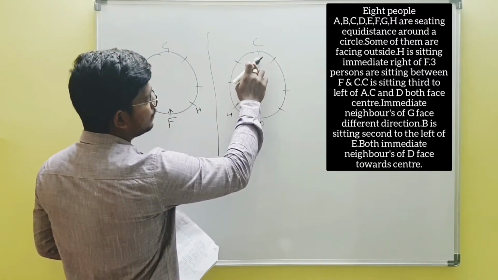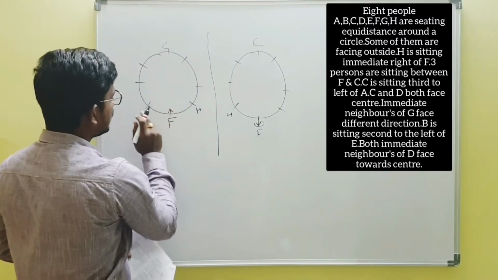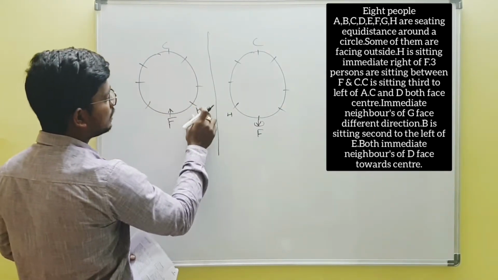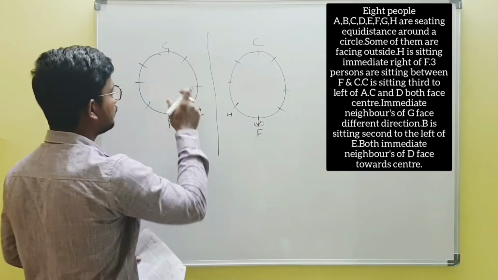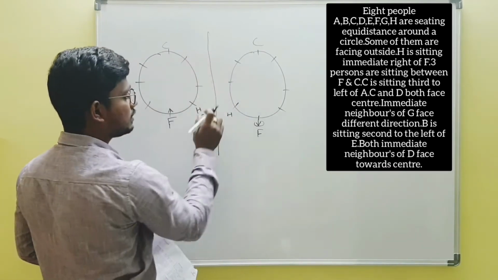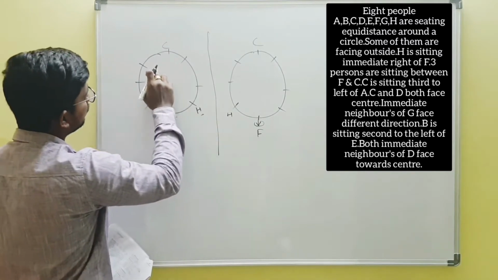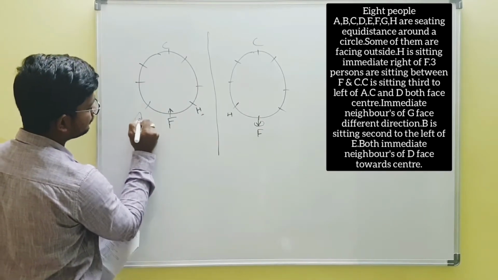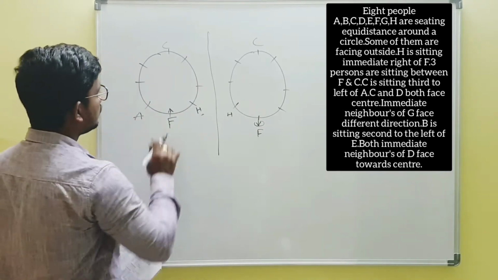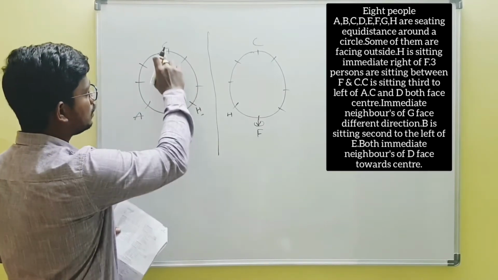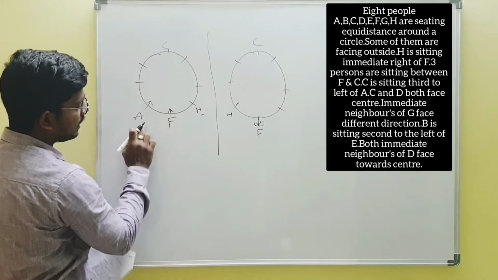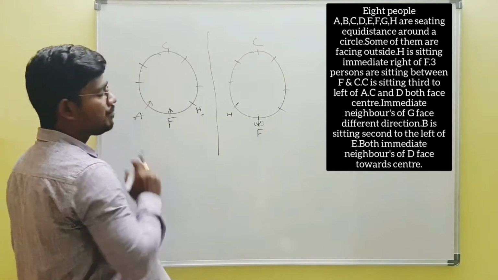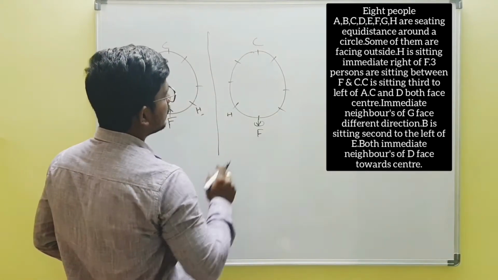C is sitting third to the left of A. To place C third to the left of A, I cannot place A here, because H is already placed. Sitting third to the left means 2 persons should be in between both of them. So leaving 2 persons, and since H is already placed, I can place A here. As C is sitting third to the left of A, only in the case where A is facing inside will C be third to the left of A.